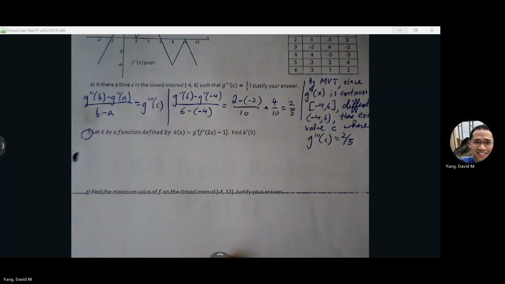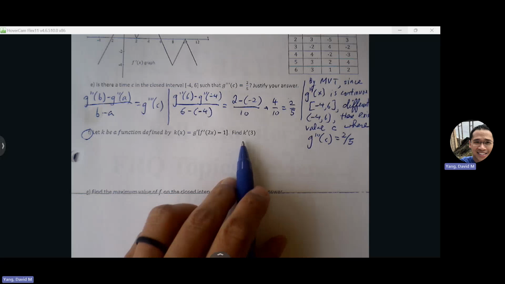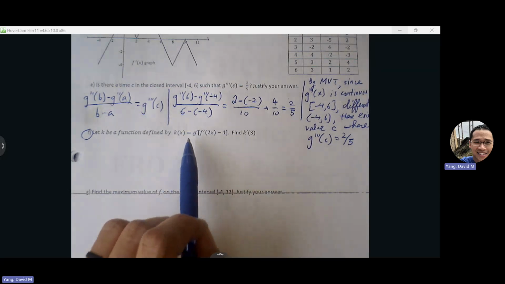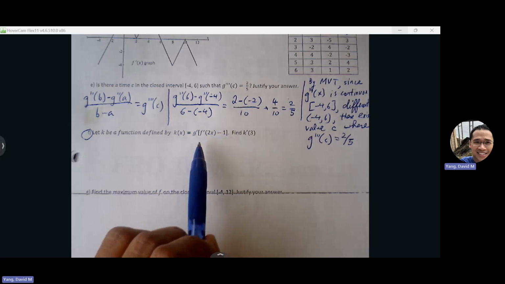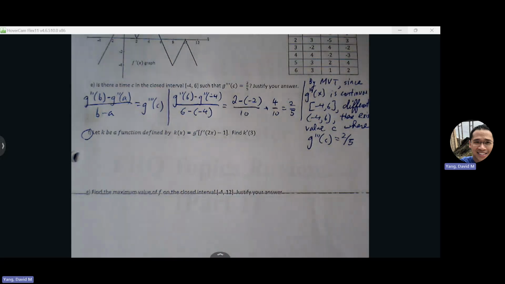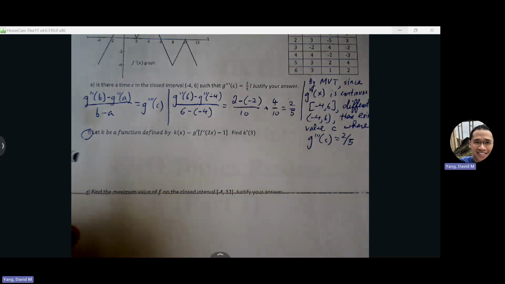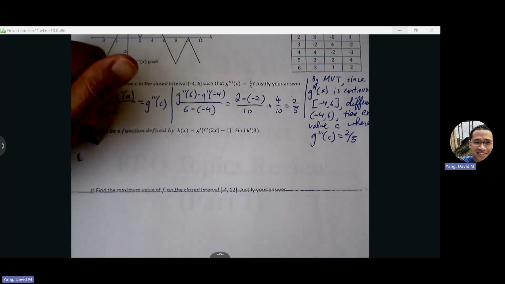So part F, find K prime of 3, which we have to involve here if we want to find the derivative. Yeah, it's a nested chain rule, but essentially it is a large chain rule. There's no product rule here. So identify your outside portion, identify your inside portion, and then take turns building out your derivative.